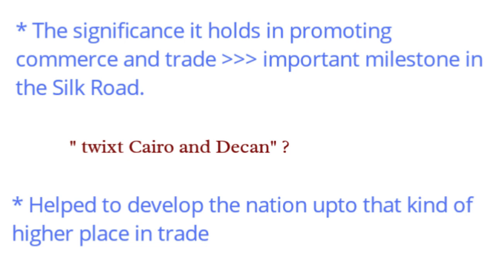The River Nile not only helped in developing a civilization, but also contributed in promoting commerce and trade. In the line 'twixt Cairo and Deccan, we can see an important milestone in the Silk Road, both the maritime and land Silk Road route. So the Nile, without doubt, helped to develop the nation to a higher place in trade, and it has acted as an agent to spread that development throughout the continent, not just Egypt. So here too we can see that the poet has brought out the respectful veneration of the River Nile.